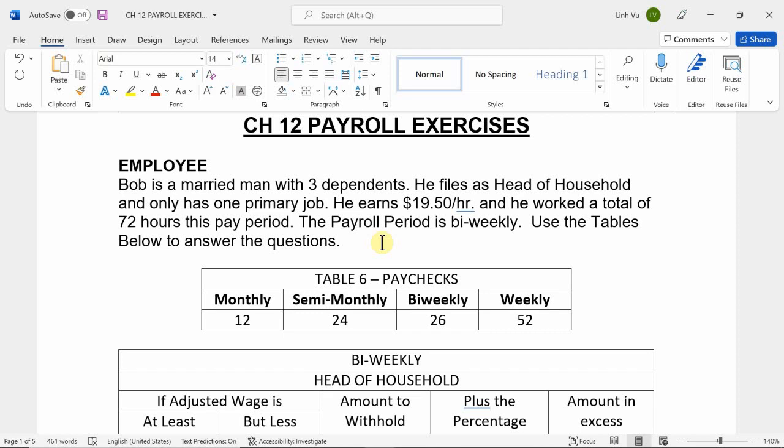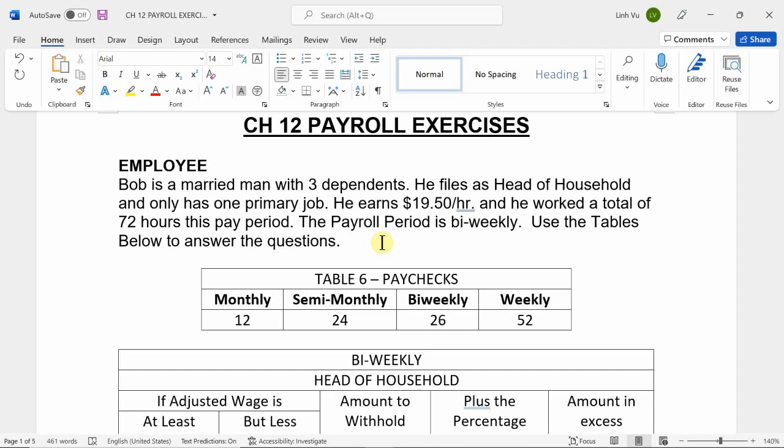Where are you looking and where are you calculating this number? He's on a bi-weekly payroll period. What does it say on the table? How many paychecks is he going to receive? If it's 1 by 12, 4 by 12, right? No. There's a table. Table 6 tells you how many paychecks you're going to be getting per year.